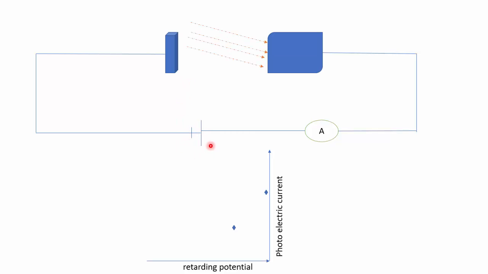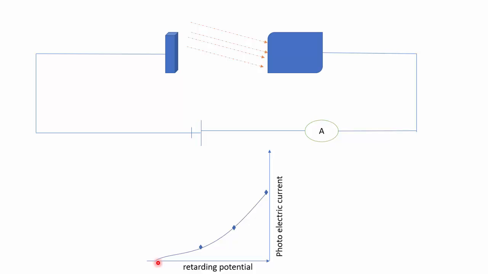If I change the voltage further, instead of two, only one electron may come, and for that electron I will have less current because only one electron is flowing through the circuit. So obviously the current will be less. If I join the points, I will have a decreasing trend. So with the reverse polarity, reverse potential or retarding potential, after reversing the battery, if I continuously increase the voltage, the current decreases.